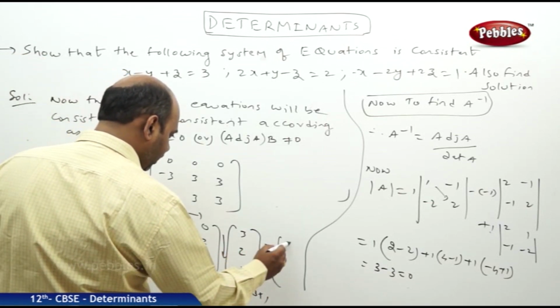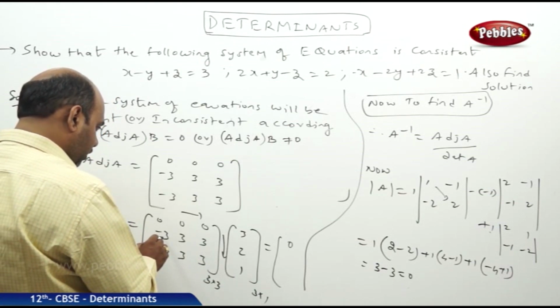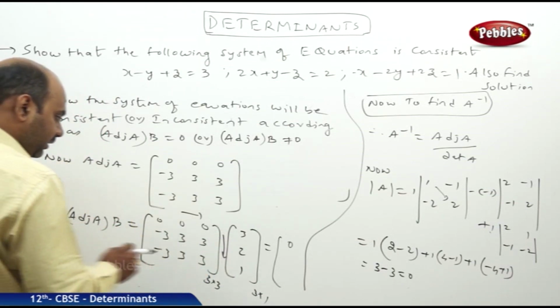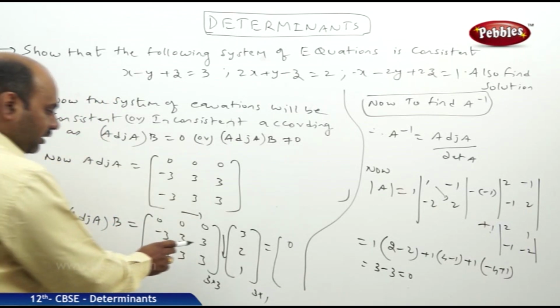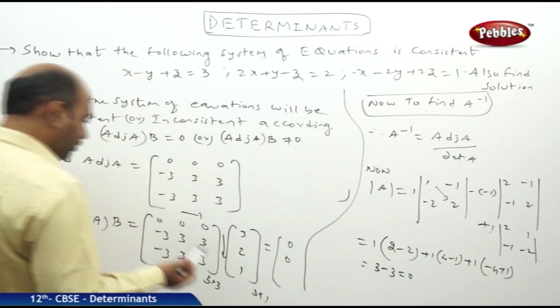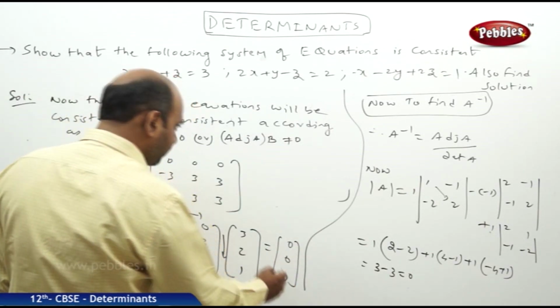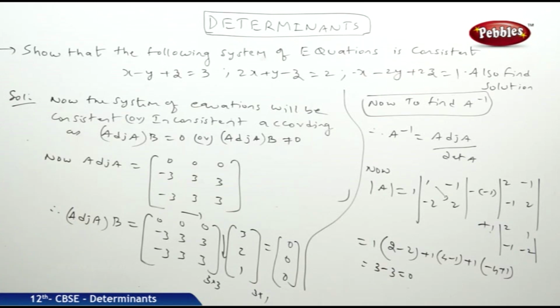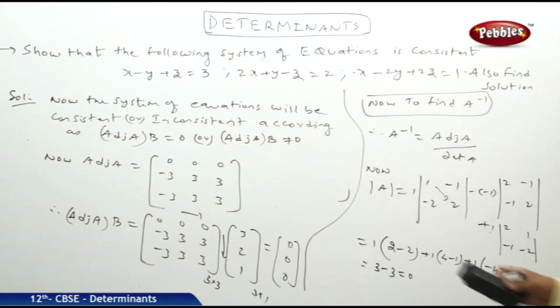The first row will always be 0, because 0 into 3 plus 0 into 2 plus 0 into 1. This becomes minus 3 into 3, minus 9. Minus 9 plus 6 is minus 3, and minus 3 plus 3 will become 0. This whole side becomes 0. Similarly, the last element will also be equal to 0. So we obtain adjoint of A into B is equal to 0.